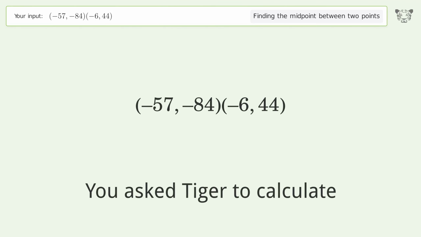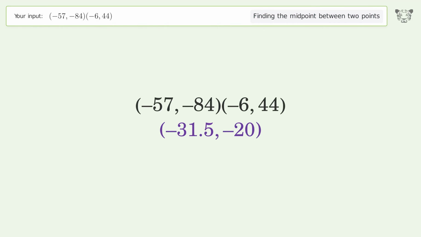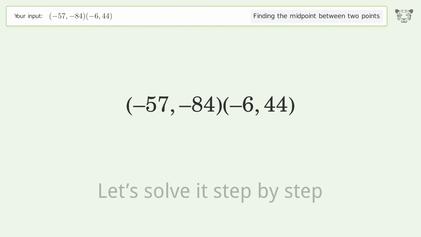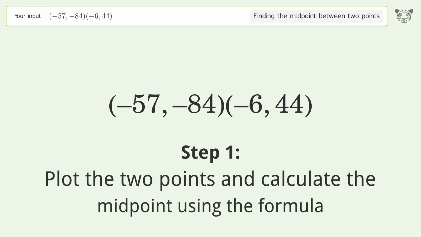You ask Tiger to calculate. This deals with finding the midpoint between 2 points. The midpoint between the 2 points is -31.5, -20. Let's solve it step by step. Plot the 2 points and calculate the midpoint using the formula.